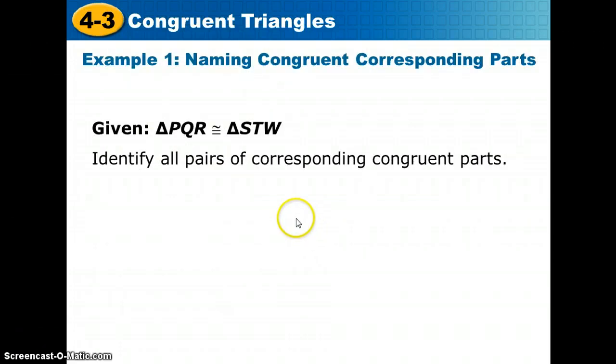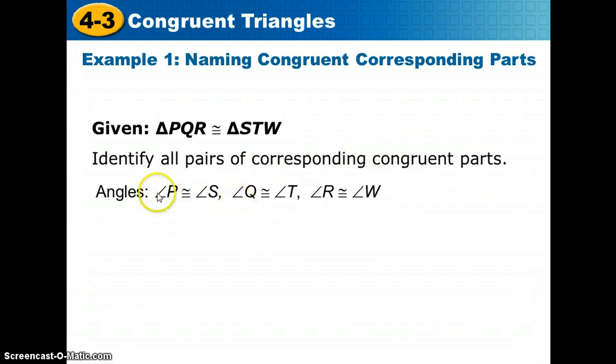So we're going to practice this in example 1. They give you a congruent statement: triangle PQR is congruent to triangle STW. This statement tells us which pairs of corresponding parts are congruent. So this is what we should get. We have our angles. P is congruent to angle S, Q is congruent to angle T, and R is congruent to angle W. So we write our congruent angles in corresponding relationship like this.